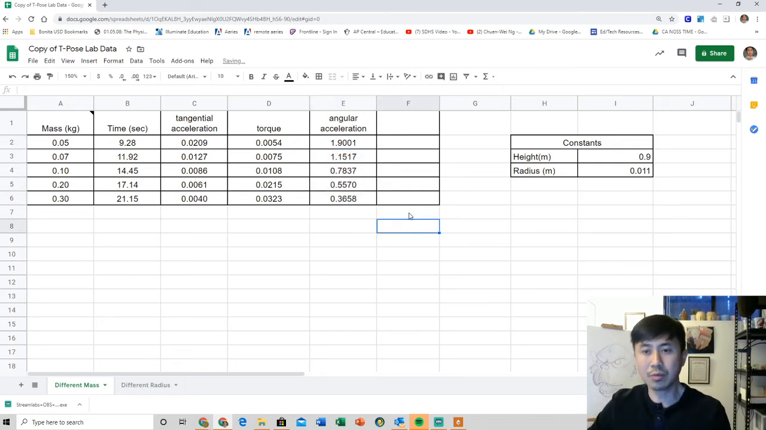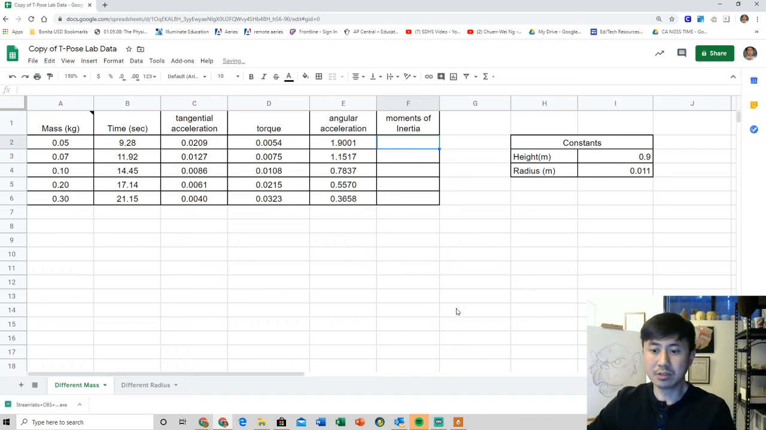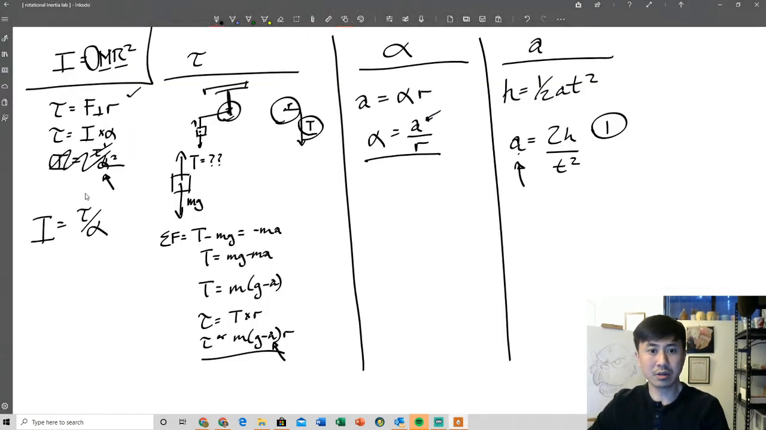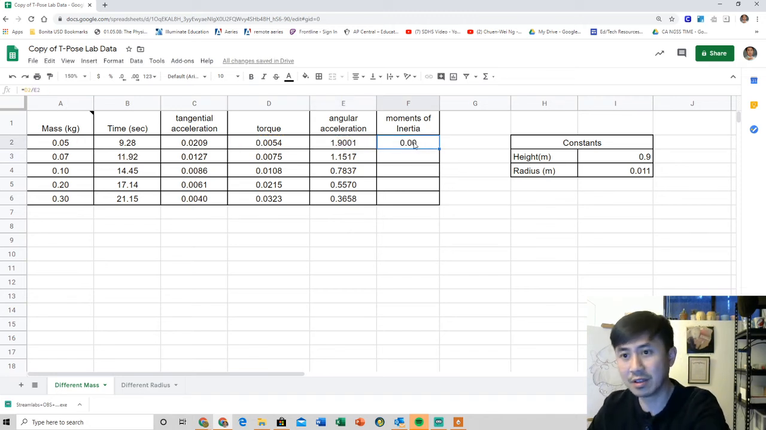Okay, so the moment of truth, we just need our moments of inertia. And as you recall, the moment of inertia is right here. It's torque divided by the angular acceleration. So here, this is equal to my torque, which is right here, divided by the angular acceleration, which is right here. Boom. Don't freak out if it says 0.